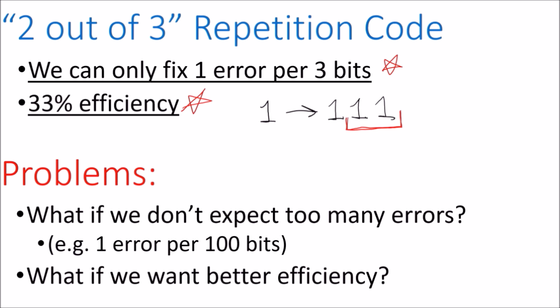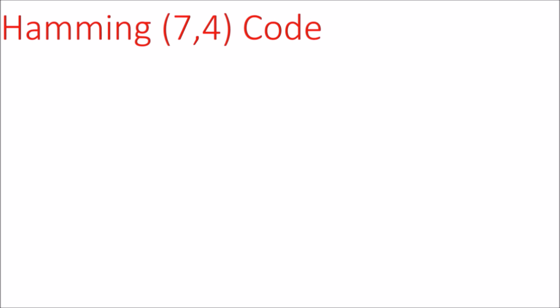So what if we want better efficiency? Can we get 50% efficiency, or maybe 70%, or maybe even 90%? Well, to deal with both of these issues, I'm going to introduce a new type of error correcting code called Hamming codes. Specifically, I'm going to talk about the Hamming 7,4 code.